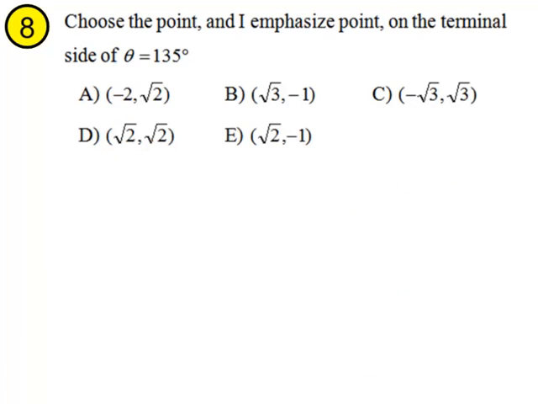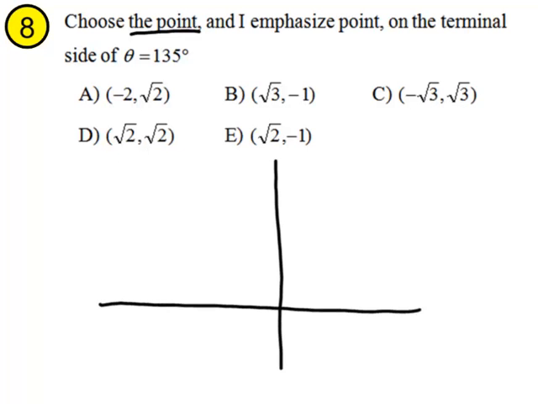All right, 8. Choose the point, and I emphasize a point, on the terminal side of theta equals 135 degrees. We've got problems like this in the homework, and I emphasize point because sometimes we see this notation with parentheses, and sometimes that represents an interval, not a point. But I'm telling you this is a point, xy coordinates, and the angle we're dealing with is 135 degrees. So let's figure out where that is on the xy plane.